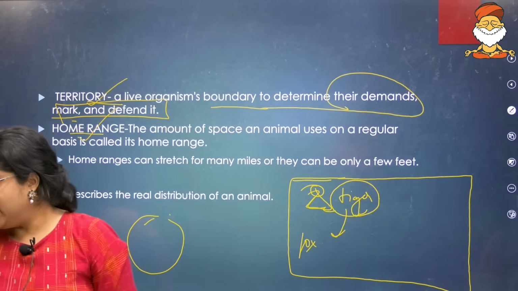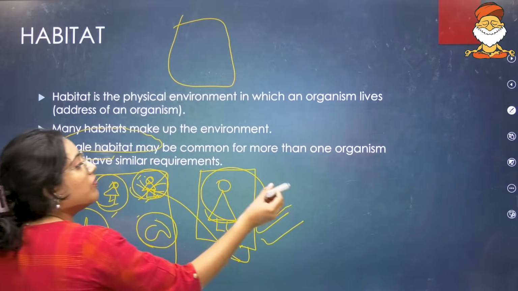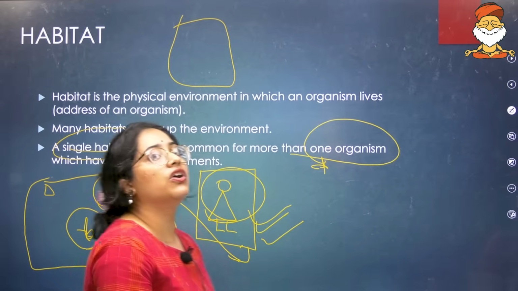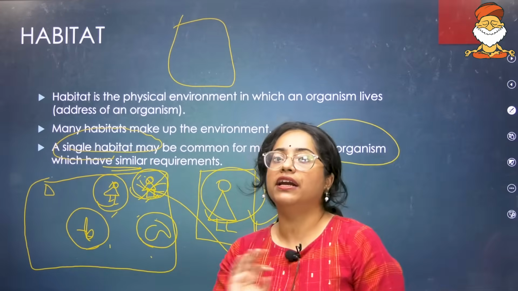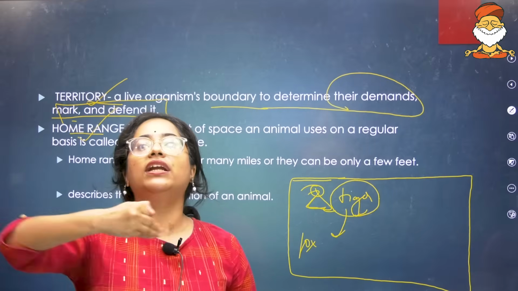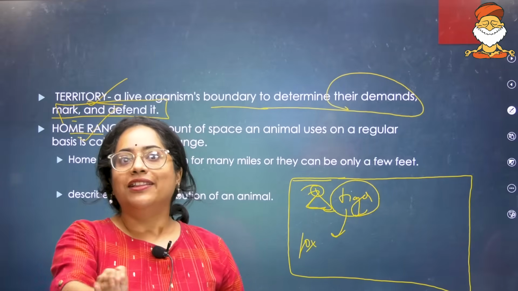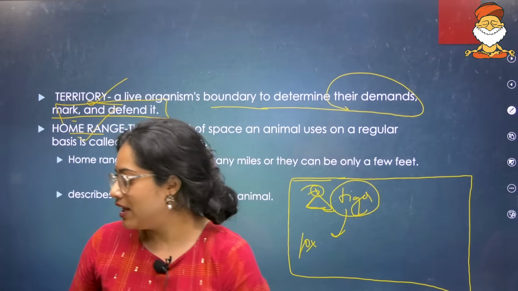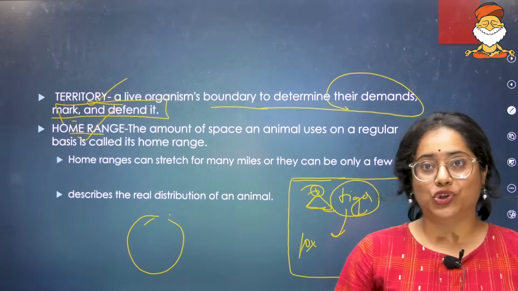This is the point where I tell you that a single habitat may be common for more than one organism which may have similar requirements. So, a single habitat can be shared by different organisms, but territory on the other hand is a boundary created, and if you try sharing that, the point is it will get defended. Okay. Now, the final word is home range.